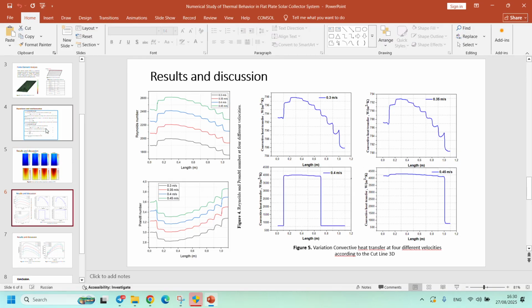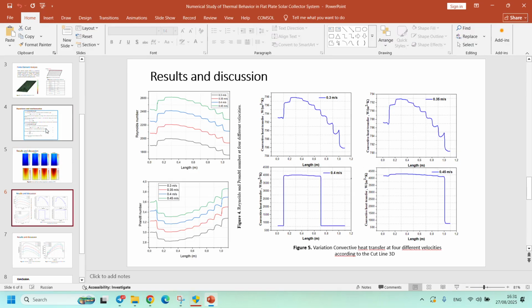And we have analyzed the Reynolds number, convective heat transfer, and Prandtl number of the system by inserting the mathematical equations into the variable part of COMSOL Multiphysics. You can see the Reynolds number is higher at a higher velocity. Prandtl number is higher at a higher inlet velocity.